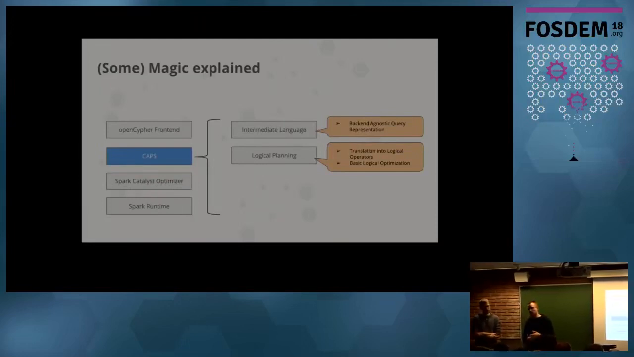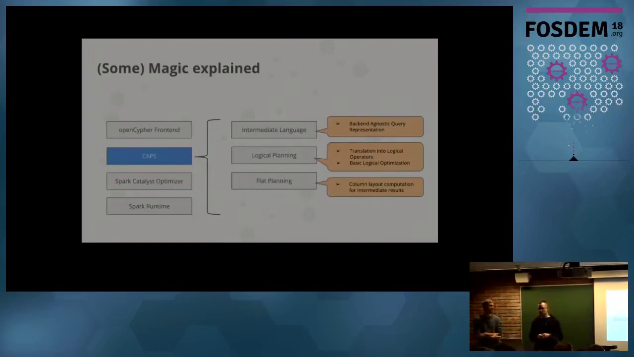So this is still graph-specific operators. So on the logical planning side, you still have operators like expand, var expand that I mentioned before, and we do some basic additional optimization to what the front end is already doing at this place. Then we have the flat planning. The flat planning is the step where we compute the column layout of the resulting data frames. So if you, for example, do an expand, so go from a node to their relationships, then you need to compute the column layout for the resulting data frame, so the schema basically. And this is what the flat planning does.